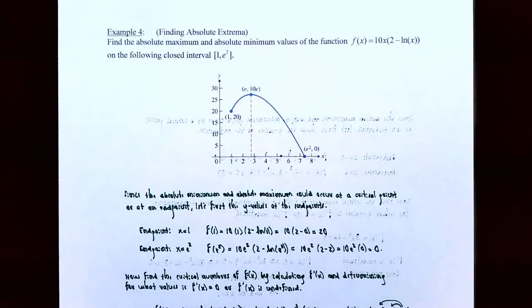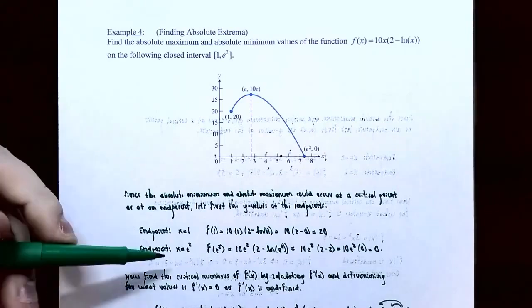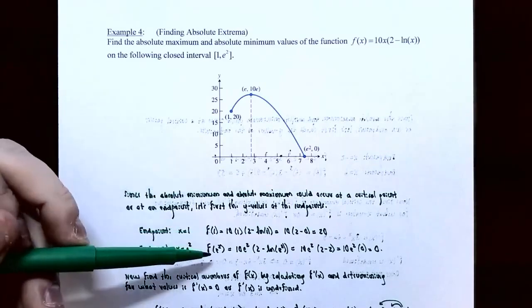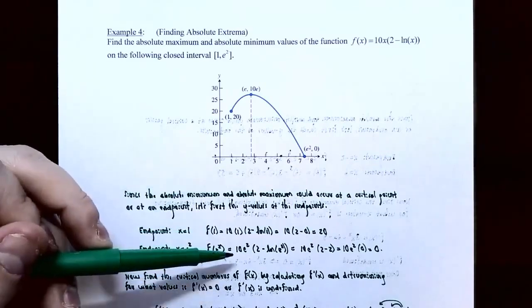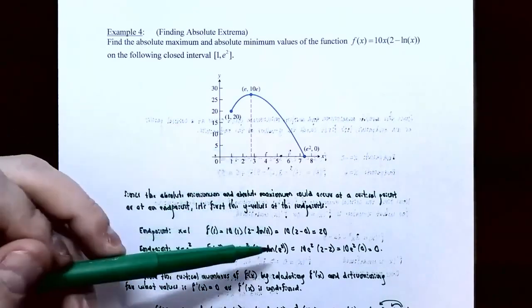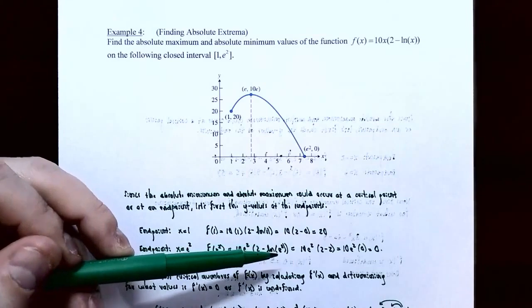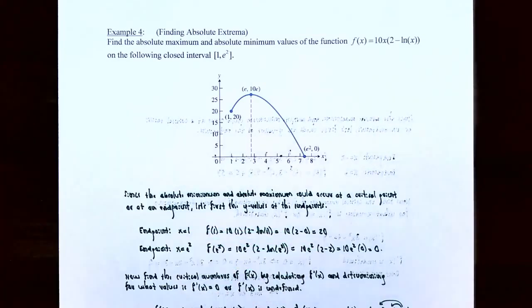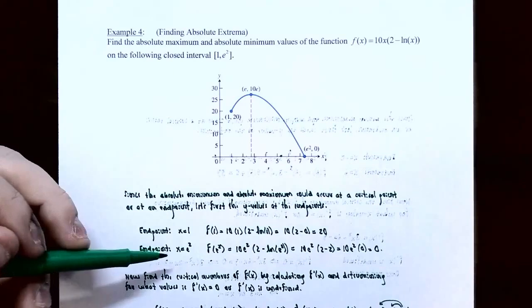Now that's not an absolute minimum or an absolute maximum until we check all the y values for the endpoints and the critical numbers. So let's check the other endpoint. If x equals e squared on the right endpoint, if you plug this into the original function, you'll have 10 times e squared times the quantity 2 subtract natural log of e squared. Since natural log of e squared is just 2, then this becomes 10 times e squared times 2 minus 2, which will be 10 times e squared times 0, which is just 0. So the y value is 0 at the right endpoint, x equals e squared.